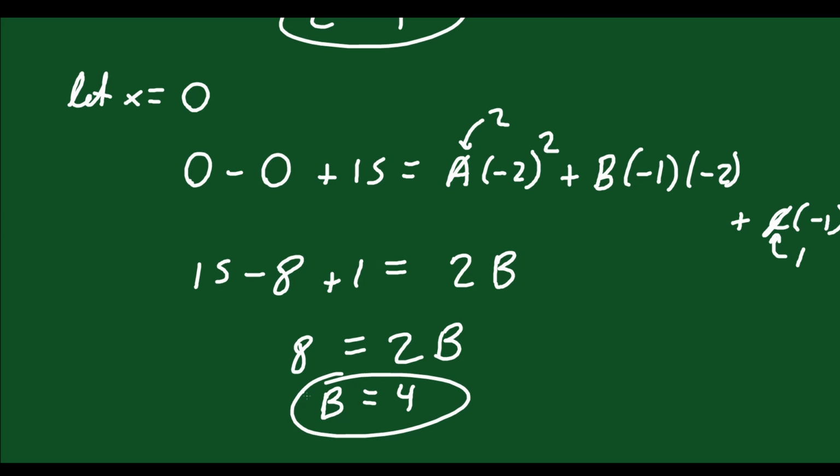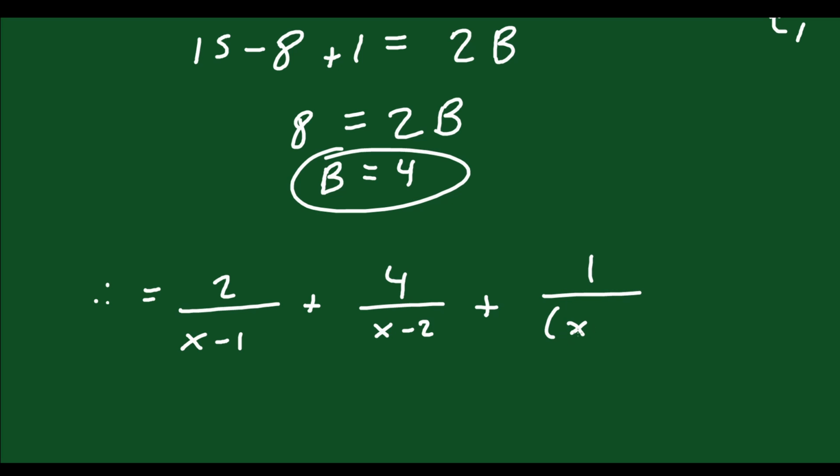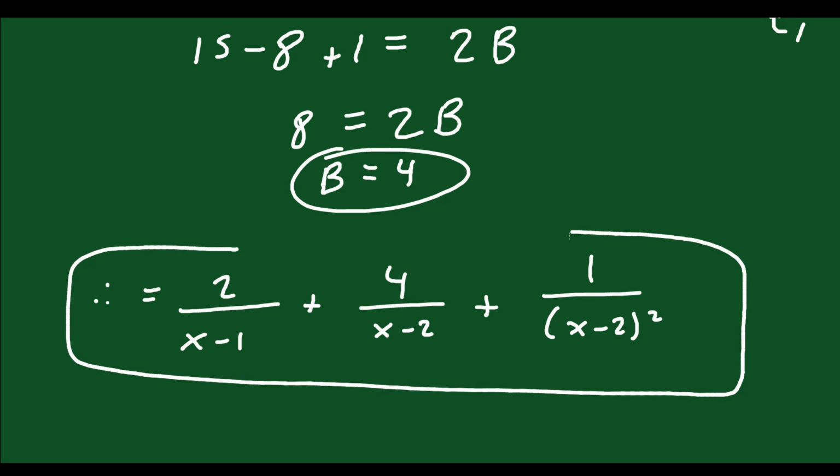So now you have your a, b, and c values. So we go ahead and we say that therefore the expression we started with is equal to a, which we know is 2, over x minus 1, plus b, which we now know is 4, over x minus 2, plus c, which we learned was 1 over x minus 2 squared. Okay? And you can check your answer by plugging in a value for x into this expression and into the original, and make sure you get the same answer.